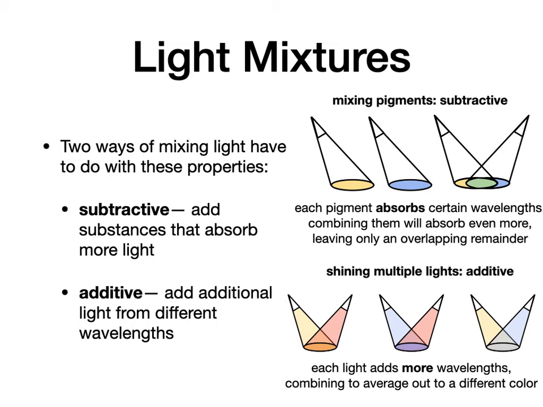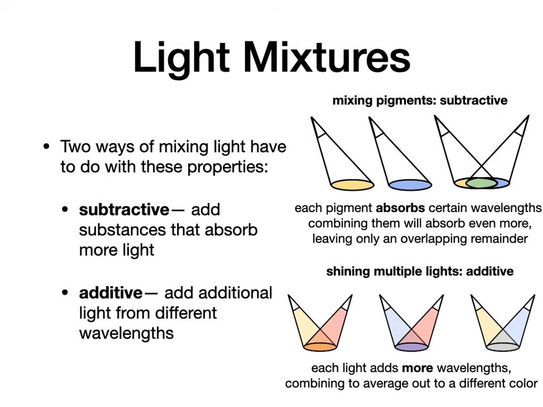That's why black paint absorbs almost all the light, and honestly gets quite hot. If you have a black car, that's why it's hotter in the summer. It absorbs more of the light. Now, additive light mixture has to do with adding additional wavelengths to produce a new combination of wavelengths. We typically detect sort of the average wavelength of things. So shining multiple lights is additive. So each light is going to add more wavelengths, and we combine to get the sort of average.